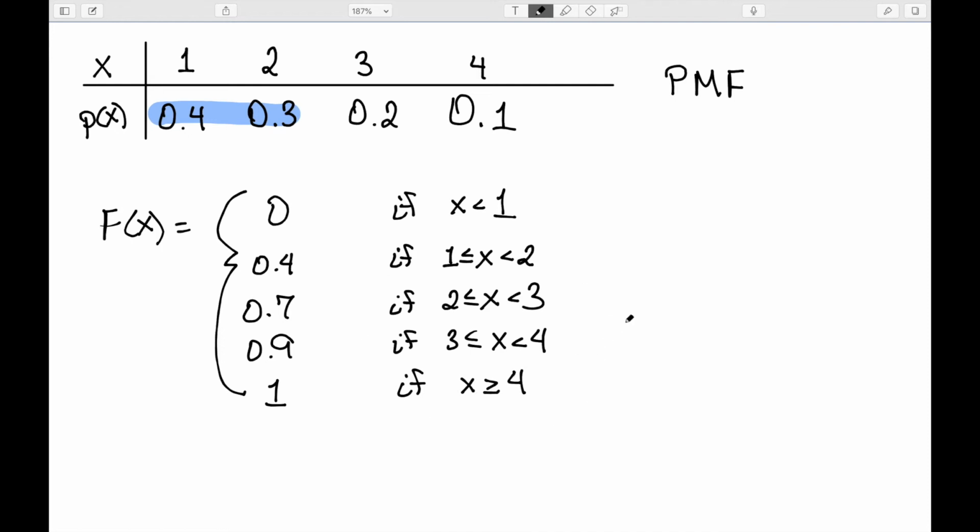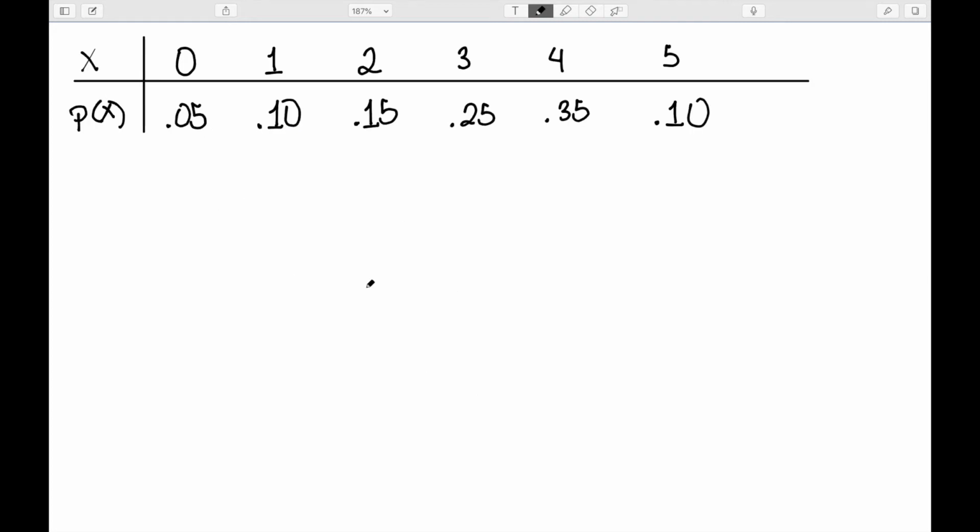So this right here is what my CDF looks like. This is a function for discrete distributions. It will be a step function like this. So let's look at another example. Here I have another PMF, and once again, I want to find the CDF. This time I'm going to have this general function.